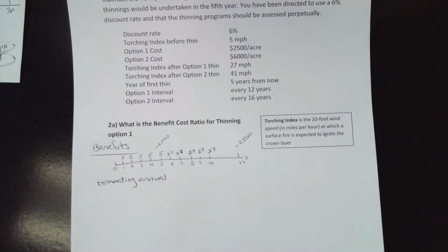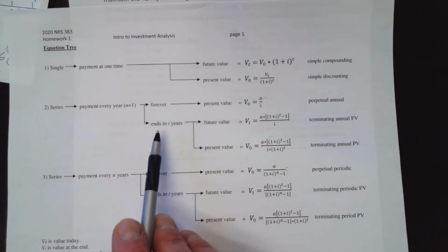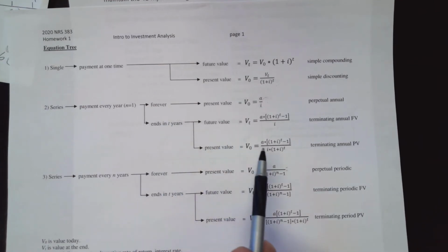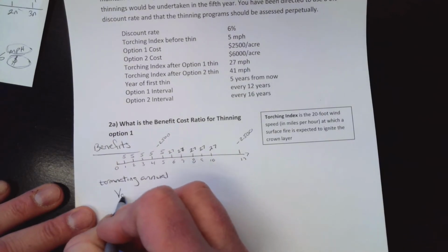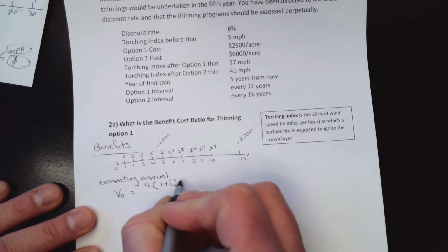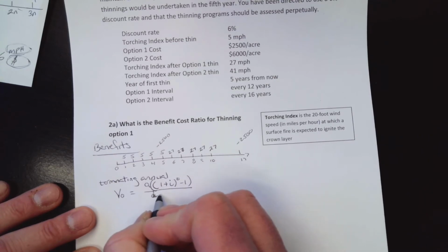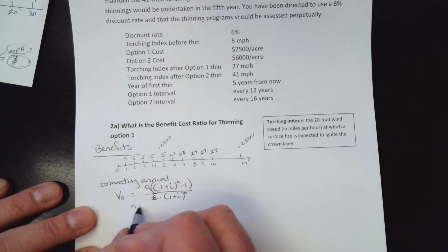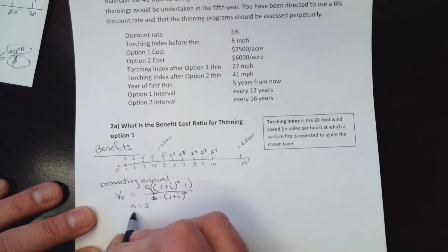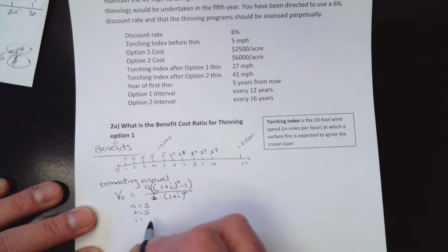And when I go look at my handy dandy sheet, I see that it's a series, it's annual, not every n years, goes on for, this one ends in 10 years, terminating, ends in 5 years, and I want the present value, so it's this one here. So if I'm writing that out, I'm going to do my V0 equals A times (1 plus i to the t minus 1) over i times (1 plus i to the t). So it looks like that, where I know that my A, in this case, are these 5s. My t is 5 years that it's going over, and my i is 6% that I had up here.